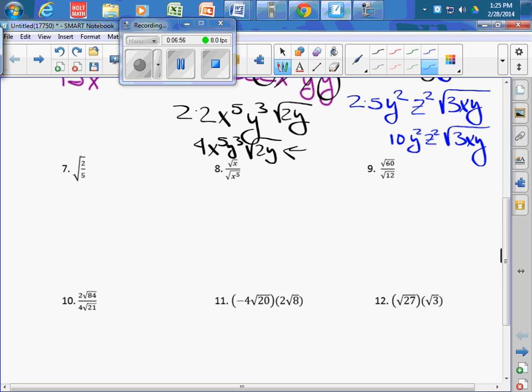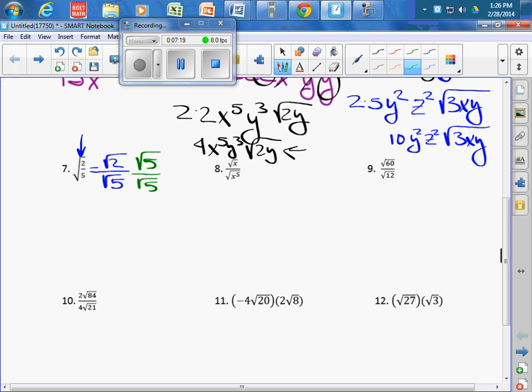Number 7, a fraction. Can you reduce that fraction, 2/5? No, you can't. So what we're going to do is break it up: radical 2 over radical 5. The reason I want to do that is so that I can rationalize the denominator. Whatever the radical is in the denominator, take it over itself.